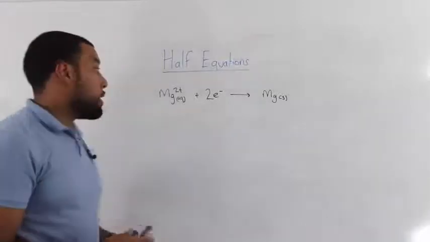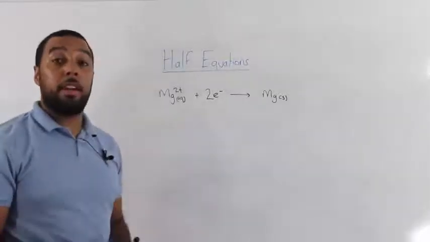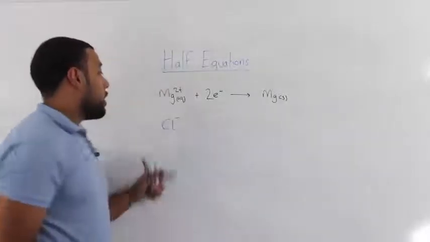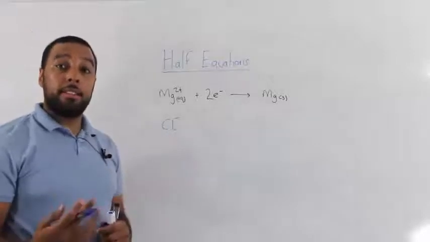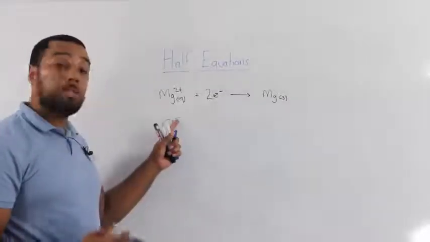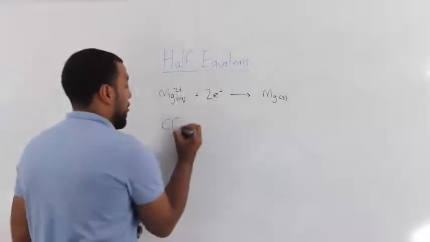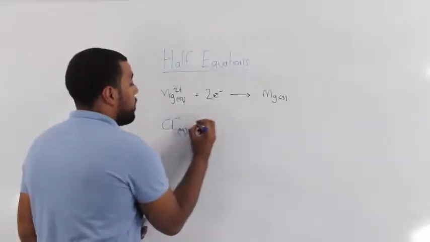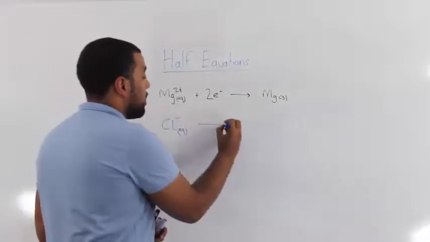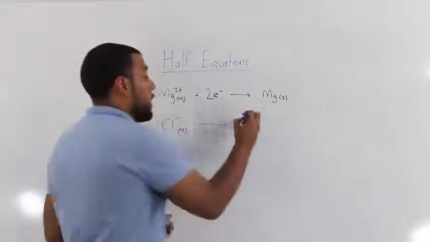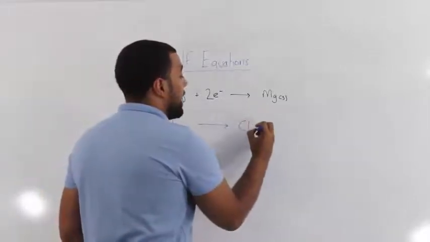Okay, what about something that's attracted to the positive electrode? Let's say something like chlorine. Chloride ions are negatively charged. They need to lose that electron to form chlorine atoms. So these will be attracted to the positive electrode where they will lose that electron.